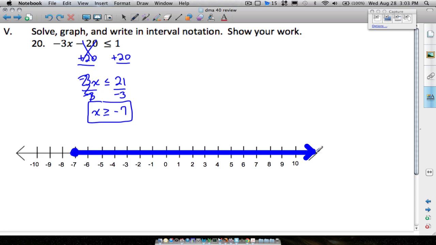Some hints I also mentioned in class: if your variable is on the left-hand side, the inequality will point in the direction that you need to shade. Had you not flipped this thing, you would have been shading this way, and had you plugged a number in, it would not have worked. For example, -10. If you forgot to flip this inequality and you shaded to the left, -10 does not satisfy this. And let's see why. -3 times -10, that's a positive 30. Positive 30 minus 20 is 10. 10 is not less than or equal to 1. So again, remember to flip that inequality.